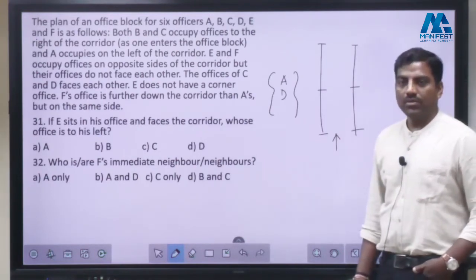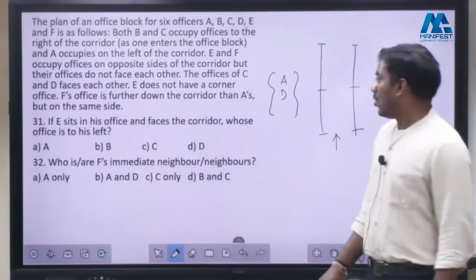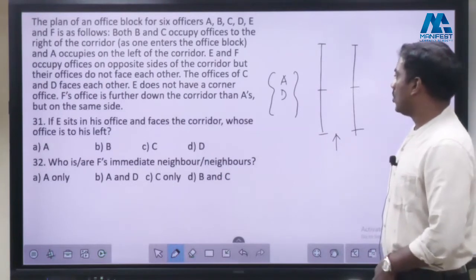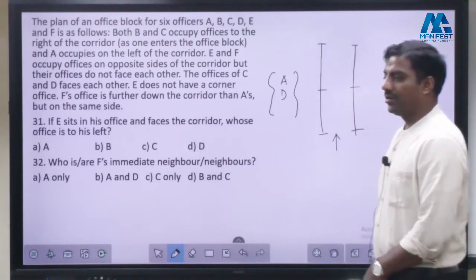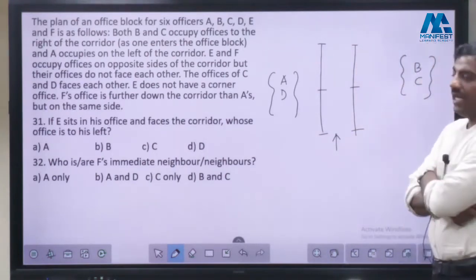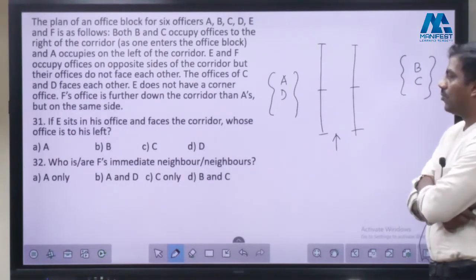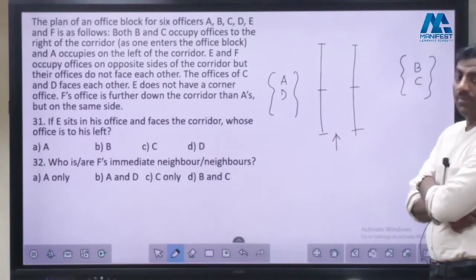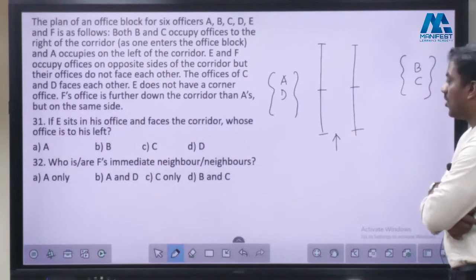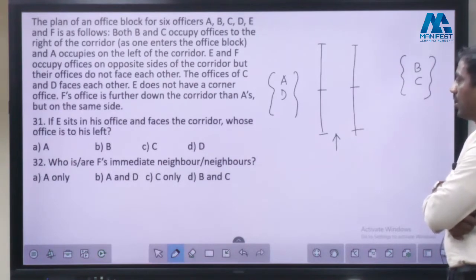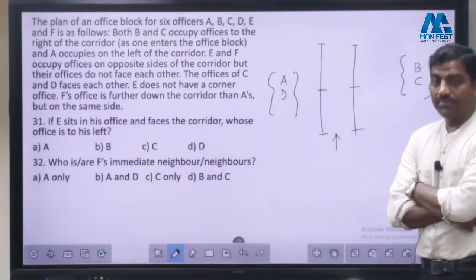What does that mean? When you enter the corridor, F's office is further down the corridor than A's. What does that mean? A comes first, then F comes later. So where to put F now? Left or right? F's office is further down the corridor than A's, but on the same side. That is only what is given.